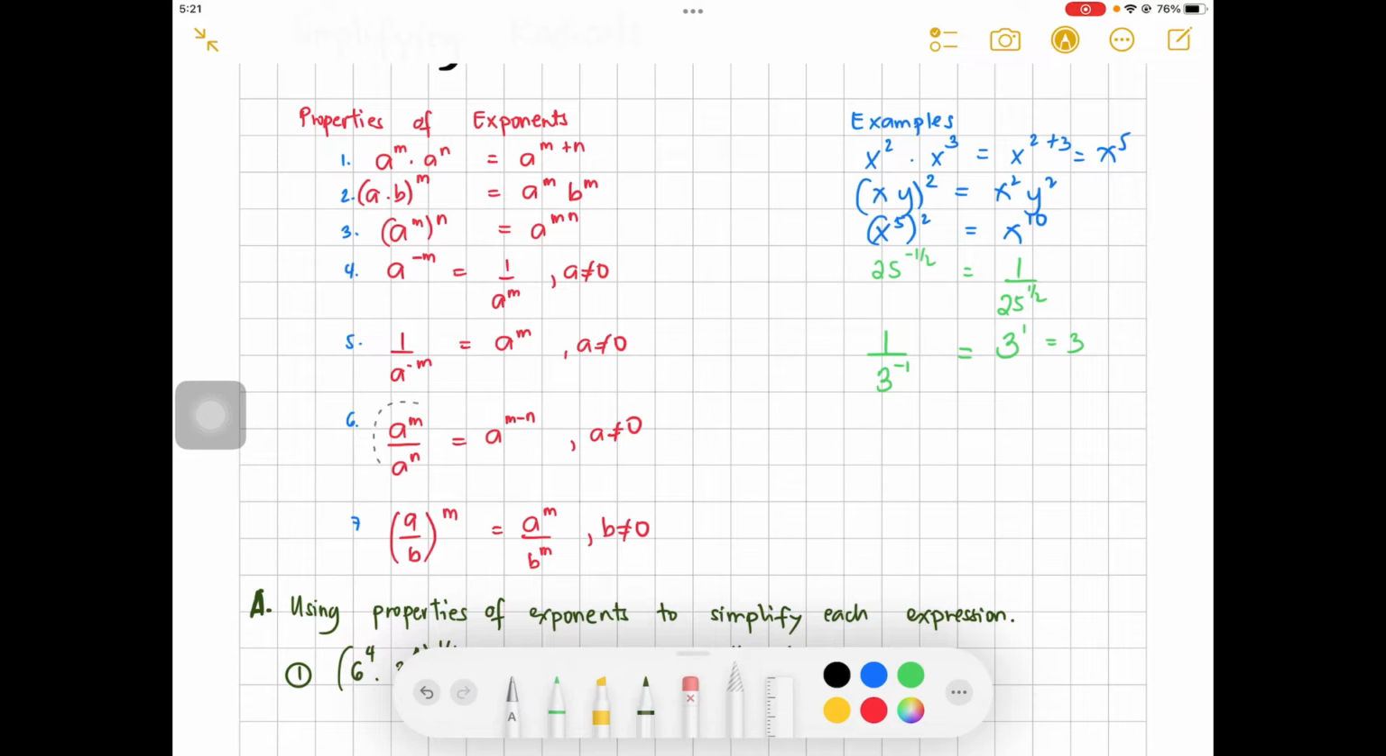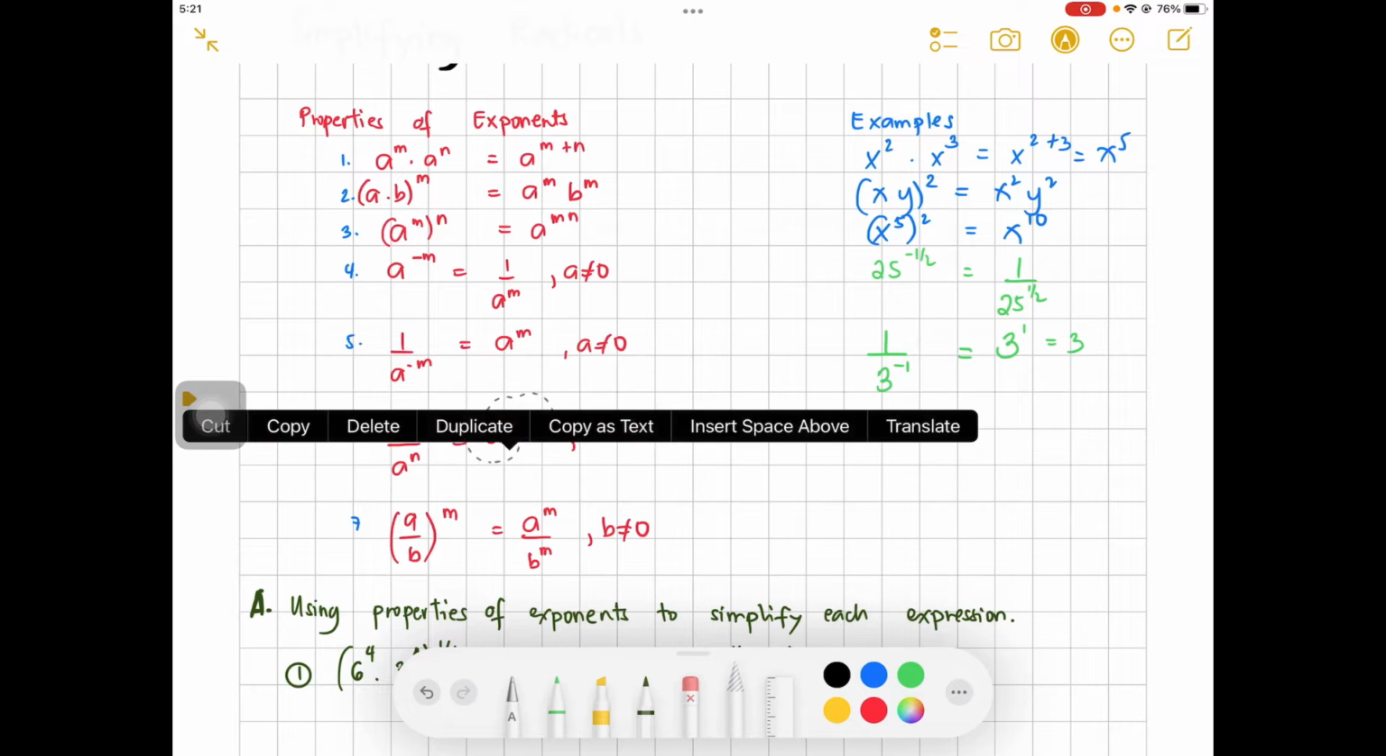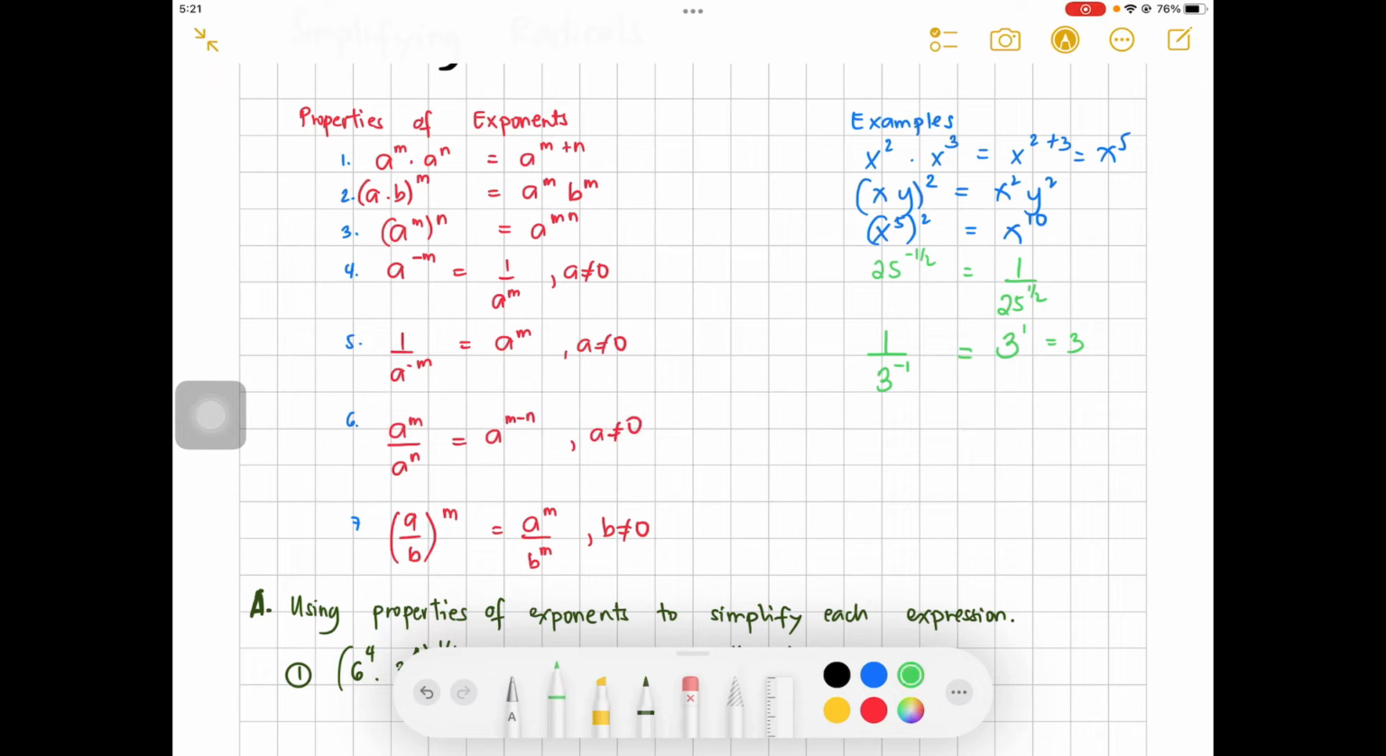Next, a raised to m all over a raised to n. So we have a quotient, we subtract the exponents. For example, 5 raised to 2/4 over 5 raised to 1/4. The answer is 5 raised to 1/4.